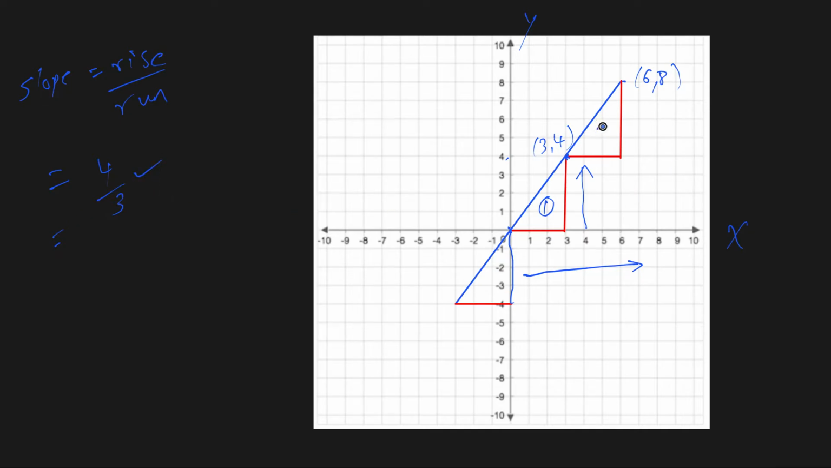Again, you can look at another triangle and you would get the same result. So now this triangle rises from 4 up to 8, so it's 4. And then it runs from 3 up to 6, so the difference is 3. Again, the slope is 4 over 3. And you would get the same result if you pick this triangle again. So using this graph, the slope would be the rise along the y-axis and the run along the x-axis. So that is 4 over 3.